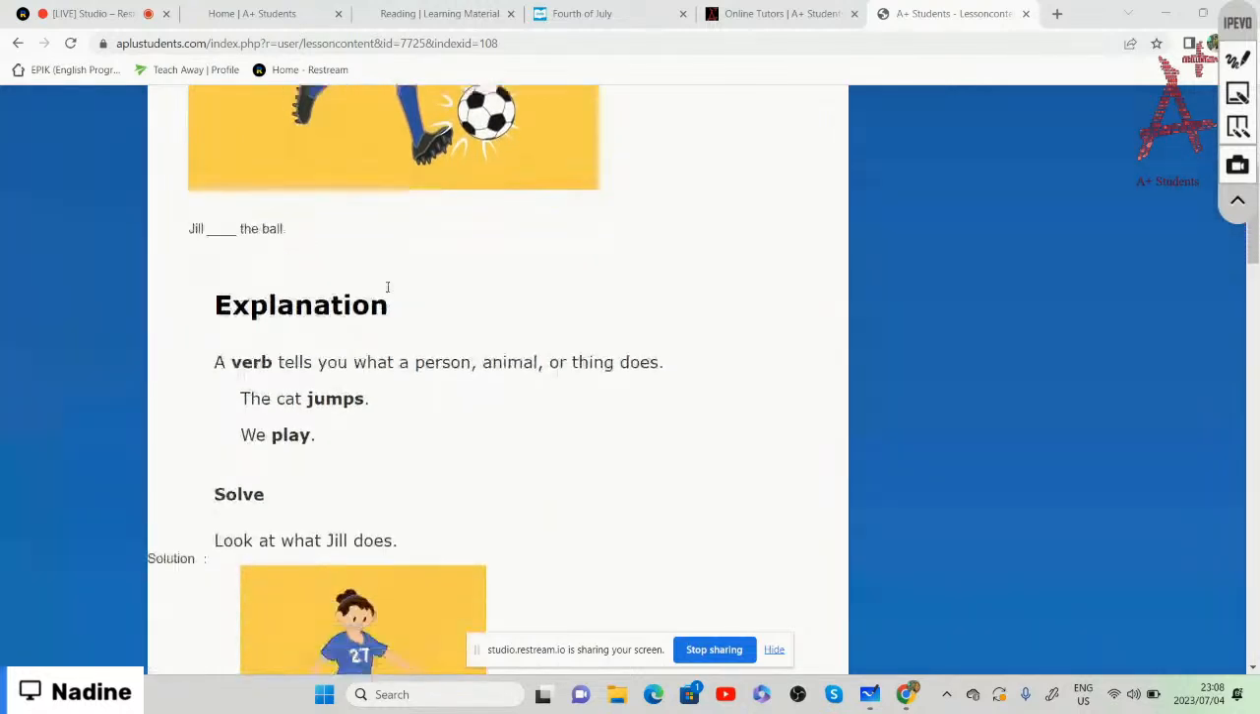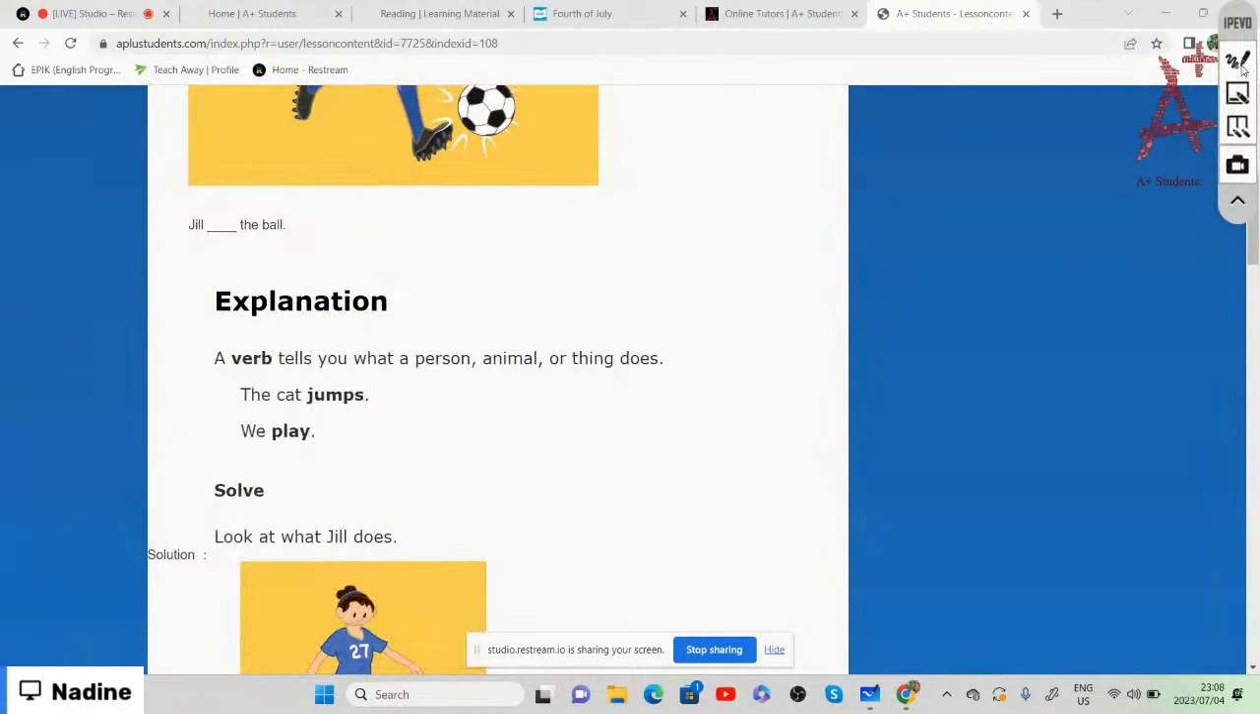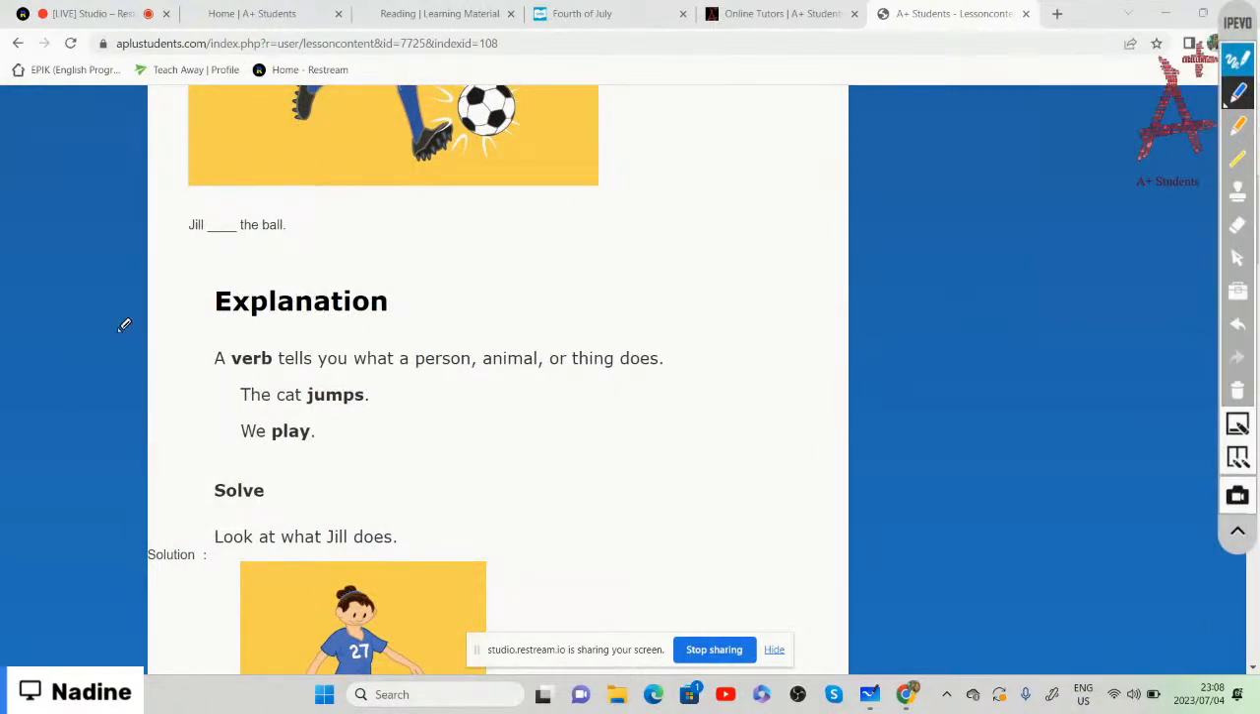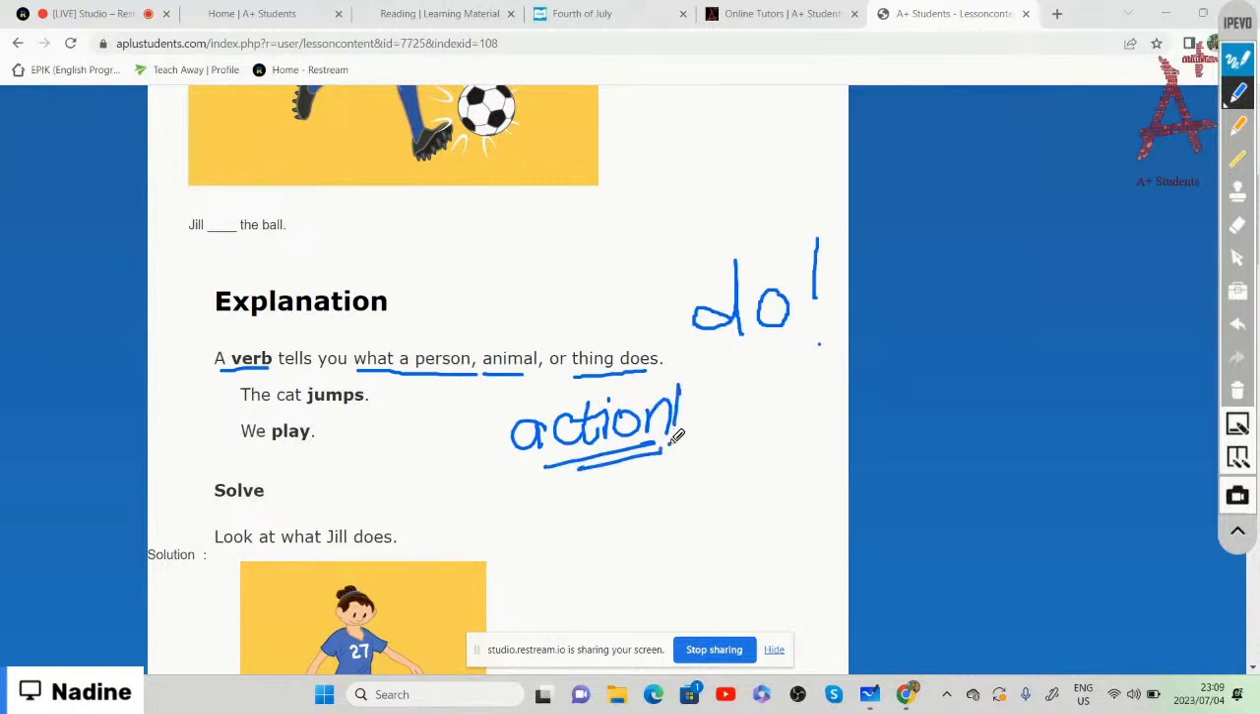All right, so now we are going to explain what a verb is, right? A verb tells you what a person, animal, or thing does, right? It is a doing word. It's something that someone does. You do something, right? And it shows action, right? So a verb shows action, right? So that is what the verb does.